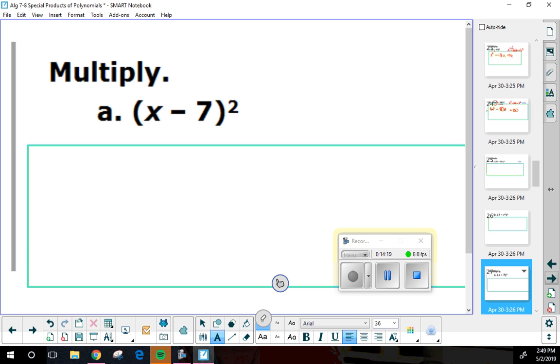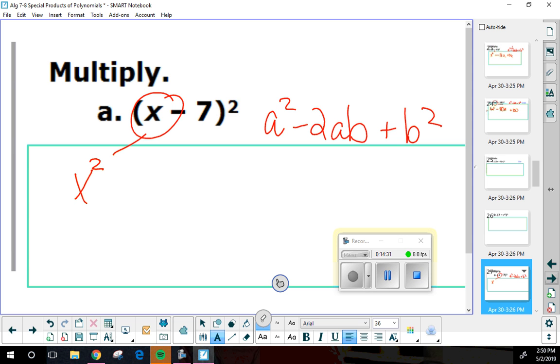All right, so this is going to be a squared minus 2ab plus b squared. This would be x squared. This would be 49. 7 times x is 7x, times 2 is 14x. Just little cheats. Okay, we'll go on to the last example.